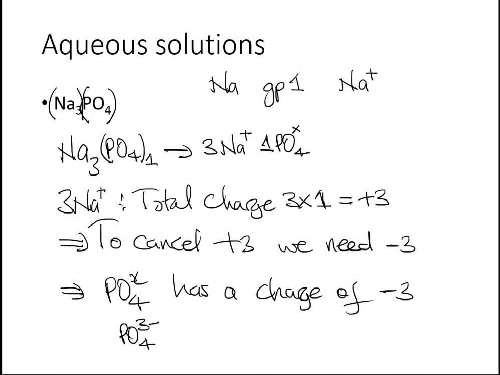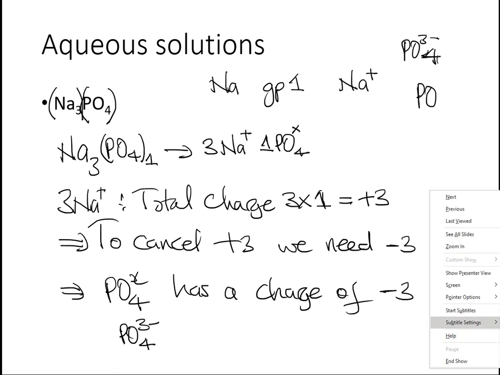So don't change the phosphate ion. The phosphate ion will always be PO4 with a charge here. Don't make it PO. This is not a phosphate ion. So I'll get rid of everything here.